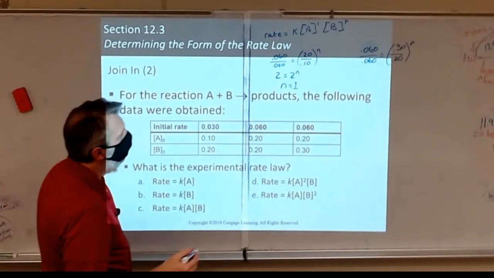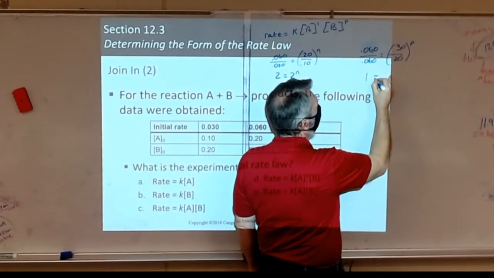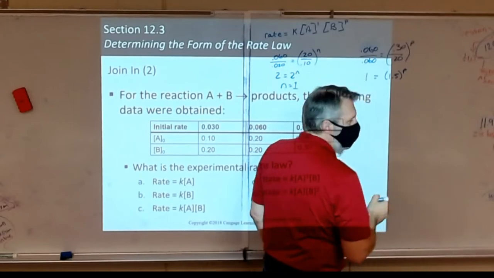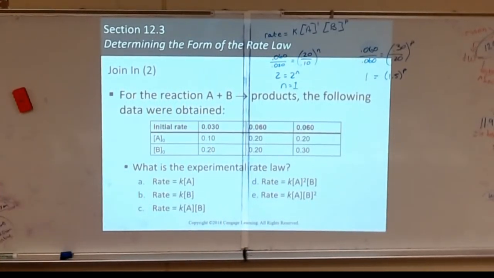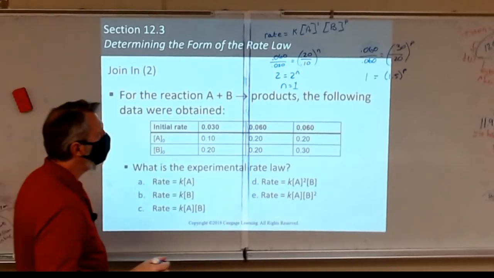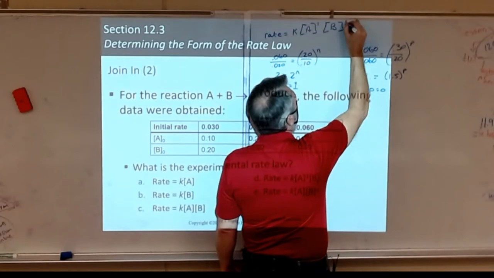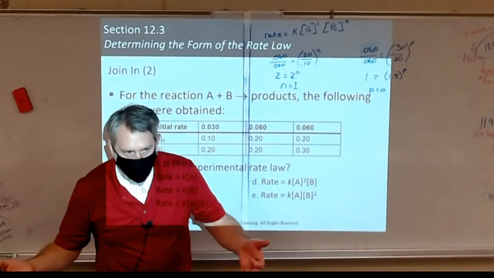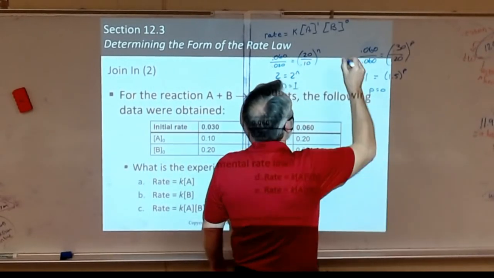All right. 0.060 divided by 0.060 is 1. And 1 is 1.5 to the power of P. What is the only thing P can be? 0. In this case, P is 0. And since it's 0, anything to the power of 0 is 1.